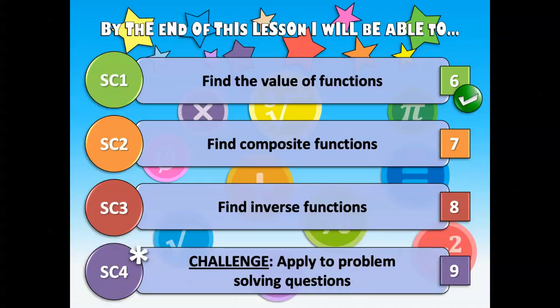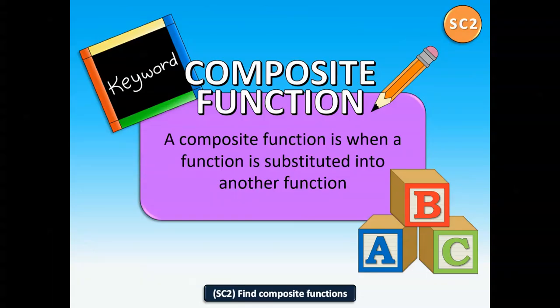And now we've completed success criteria 1. So now we're going to move on to number 2, and this is to find composite functions. A composite function is when a function is substituted into another function.